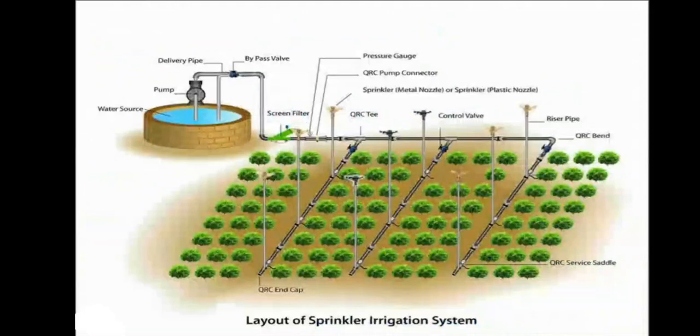Pressurized flow ensures uniform distribution of water. Then the pump connector and the sprinkler. The sprinkler can be metal or plastic, and a nozzle can be used. Then a tee, and a control valve to control the amount of water. Then the riser pipe, and a bend to distribute to different rows. Then the service saddle, and the end pipe to stop the water at the end. These are the constituents of the sprinkler irrigation system.